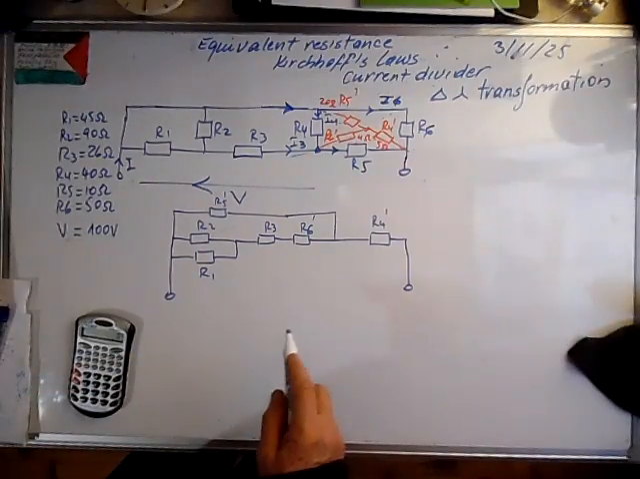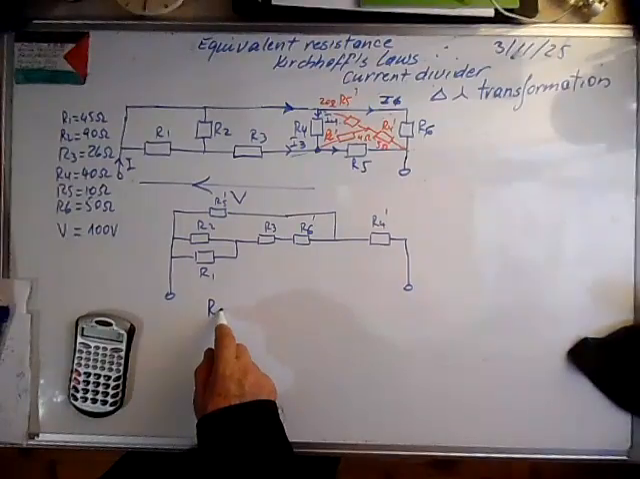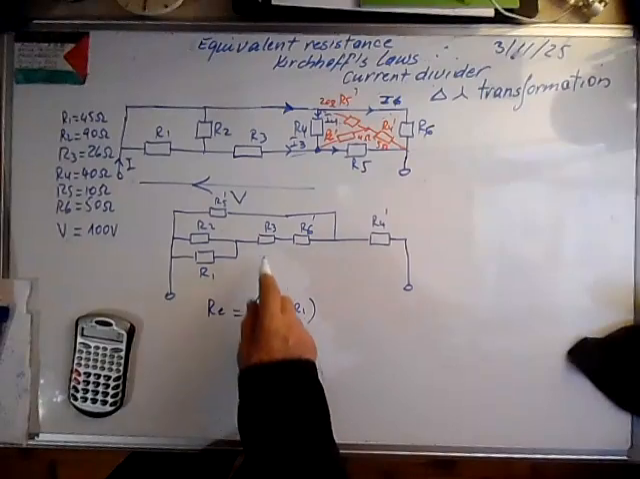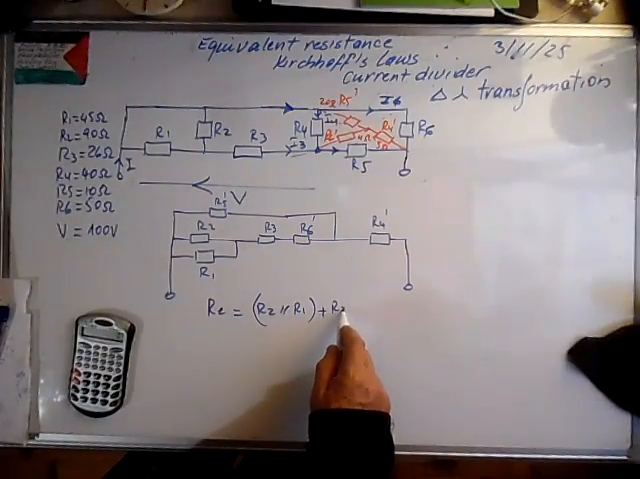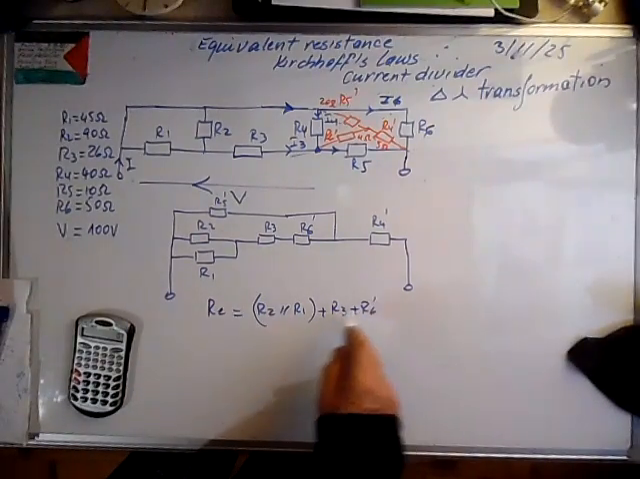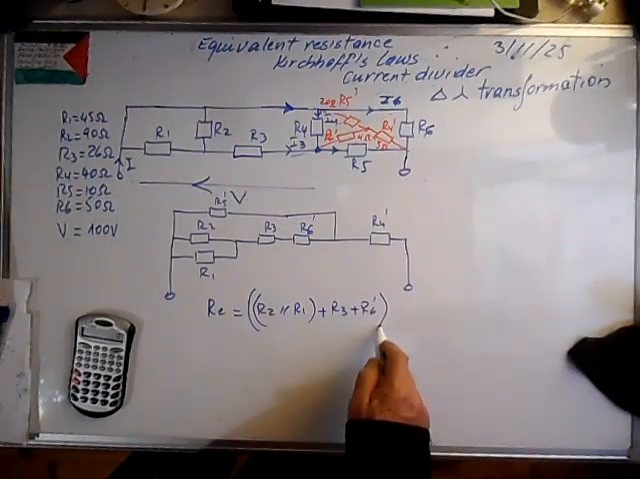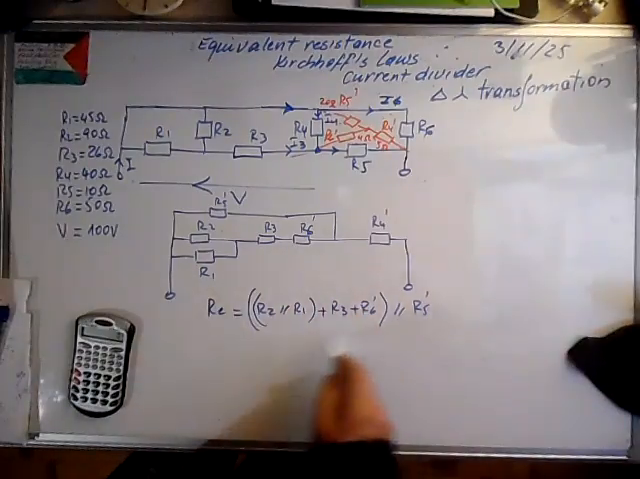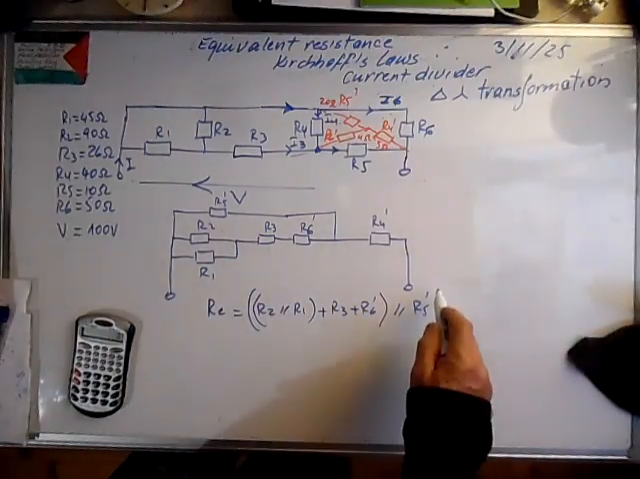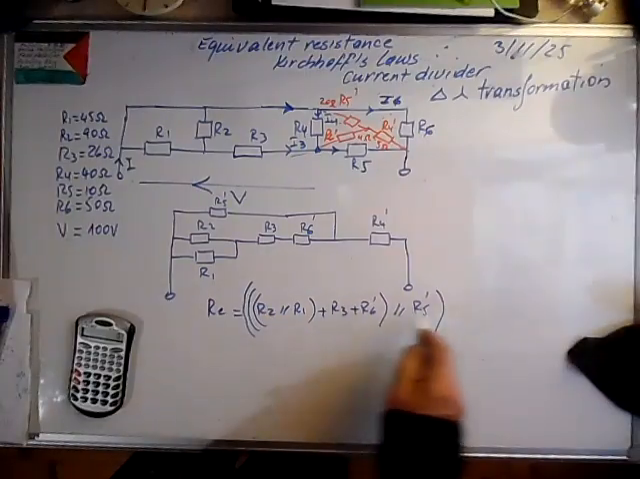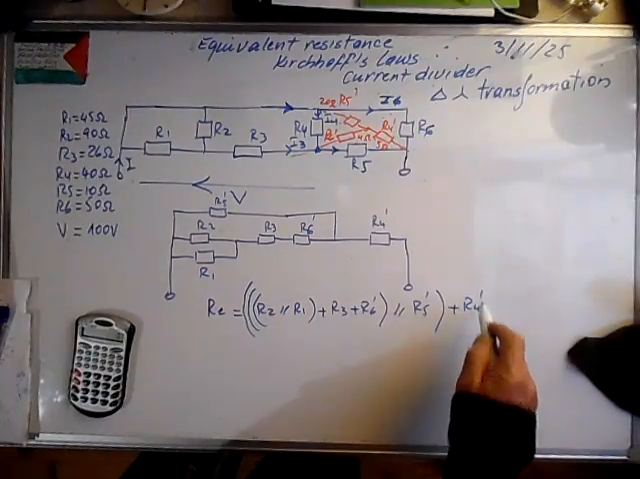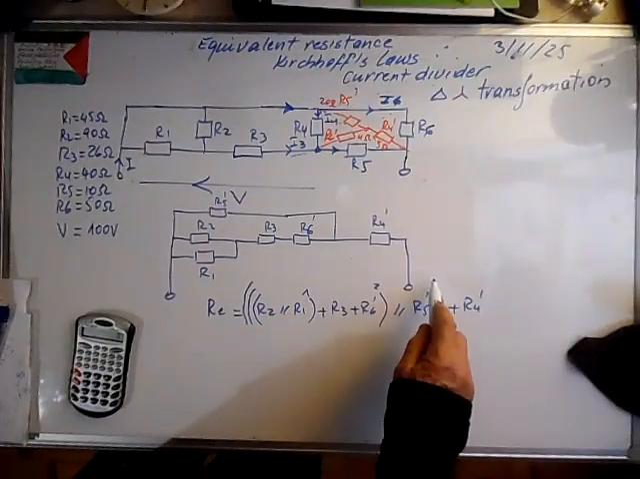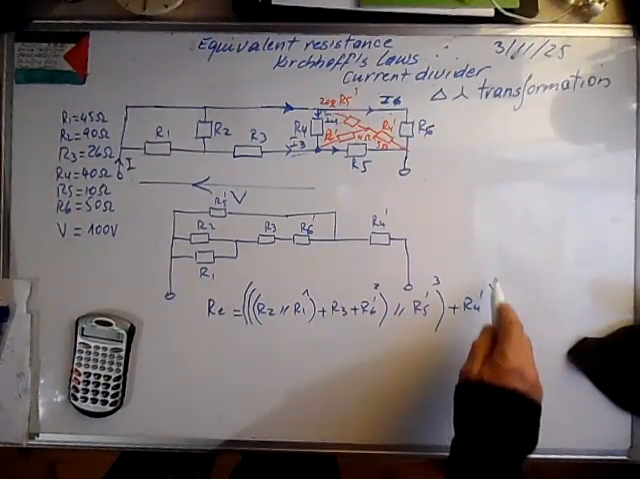Okay, we have now this circuit. The equivalent resistance: R2 is in parallel with R1, and then we have R3 and R6 prime in series with this, and then all of these are in parallel with R5 prime, and the last one we add R4 prime. So this is the first step, second step, third step, and fourth step.